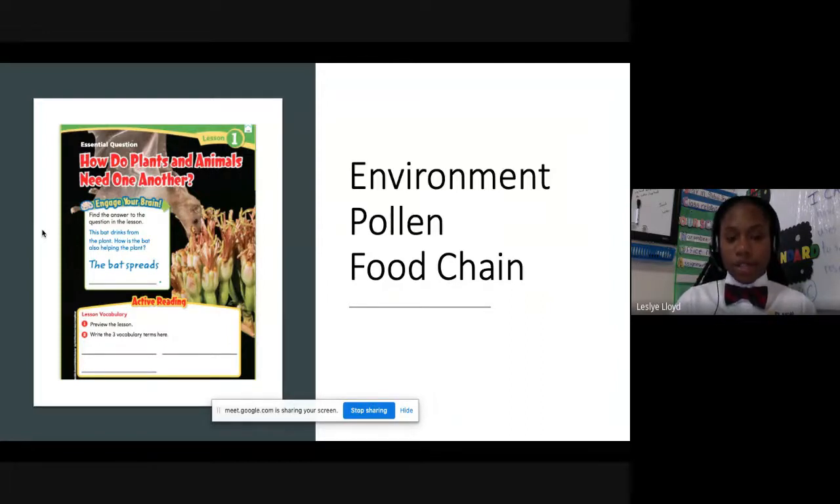For our active reading strategy, I'm just going to pull out the vocabulary words for this lesson, and they are on this side on the white background. Our first vocabulary word is environment. The next word is pollen, and the third word is food chain. By the end of this lesson, we will have a definition for these three words.